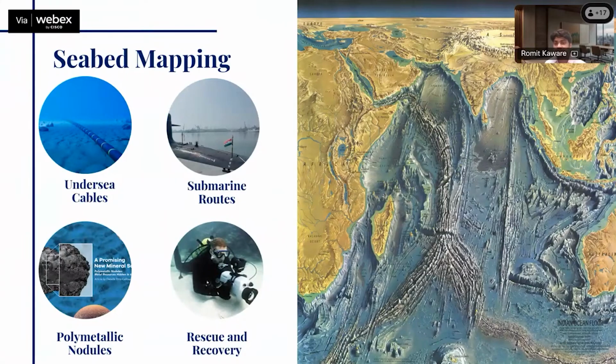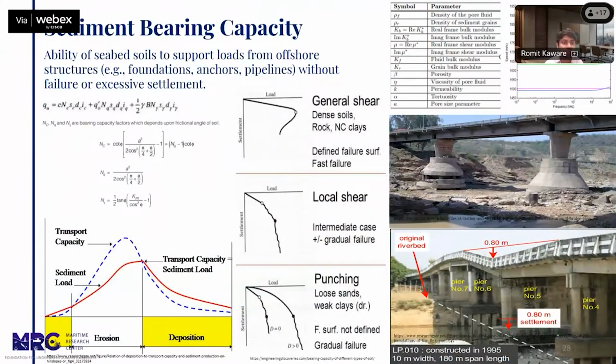Also, understanding the polymetallic nodules, which we have in the central Indian Ocean basin. If the sediment classification can help us in mapping the spread of these polymetallic nodules, that can be crucial as well.